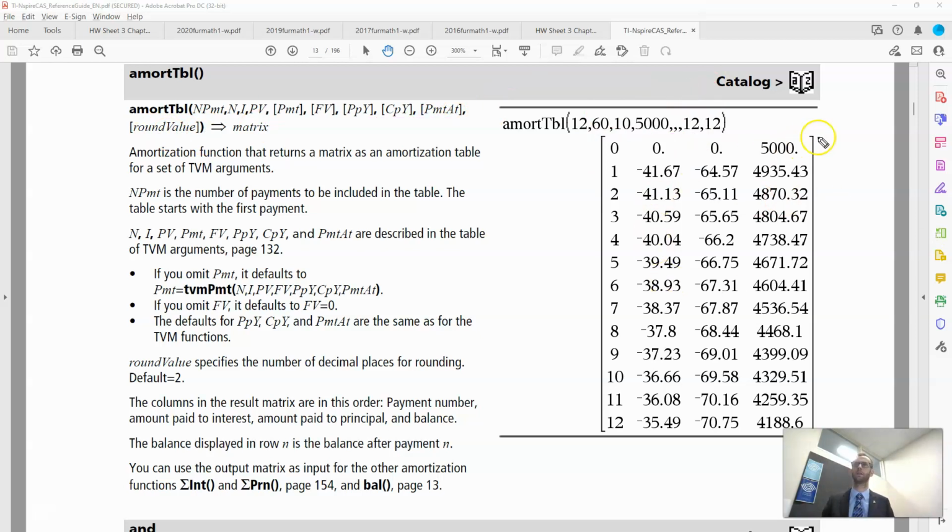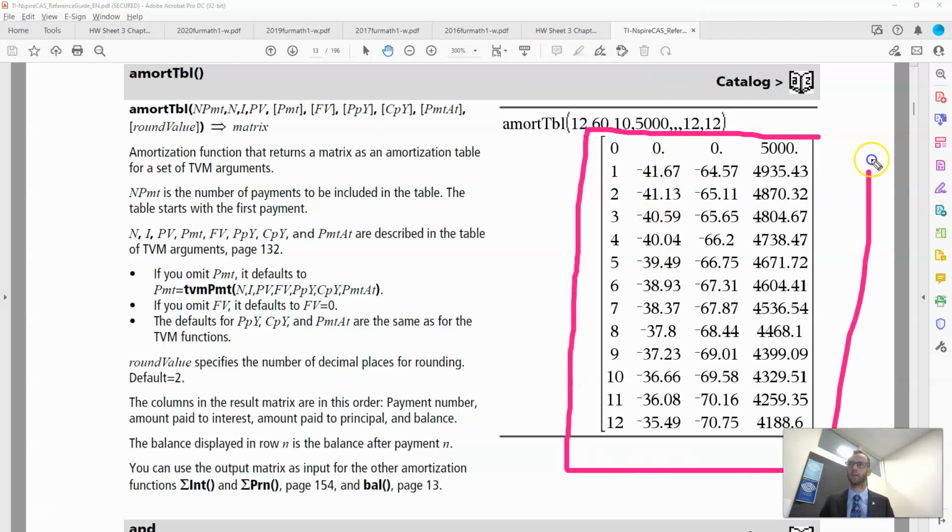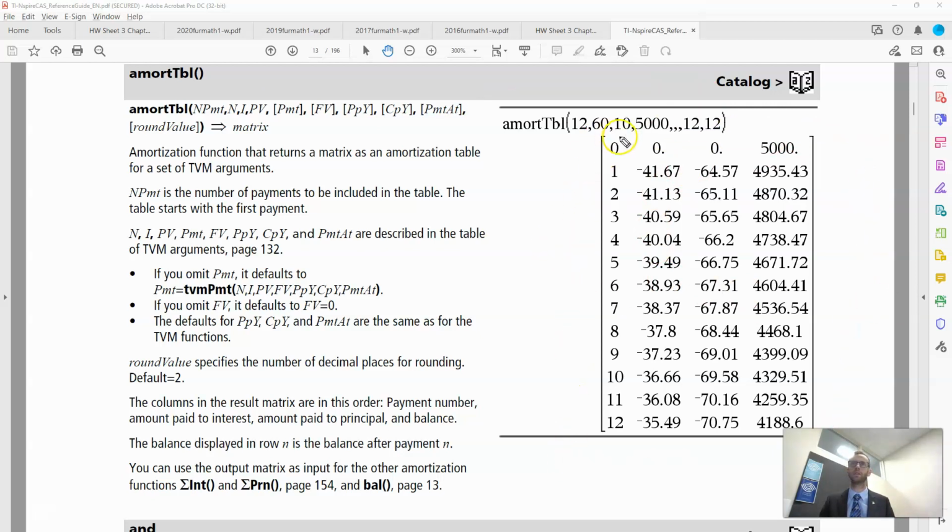The way to read this table when it comes out over here is, down the first column is the number of payments. So payment 0, payment 1, 2, 3, 4, 5, 6, 7, 8, 9, etc. The second column is the interest charge in that particular payment period. You'll notice that the interest is going down in this example. That's because more of the loan is being paid off, and as you pay off more of the loan, less interest is charged.